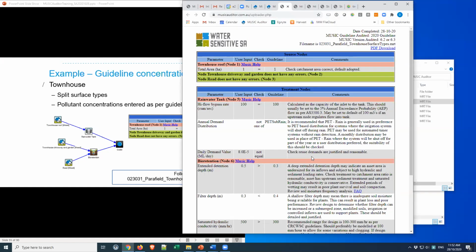Okay, so you should get something like this coming out. So in this particular case, you'll see that it hasn't flagged anything for the pollutant concentrations. They've all passed. It's picked up the area on the townhouse roof is the only thing it's picked up for the catchments. We'll talk about these ones a bit later on.